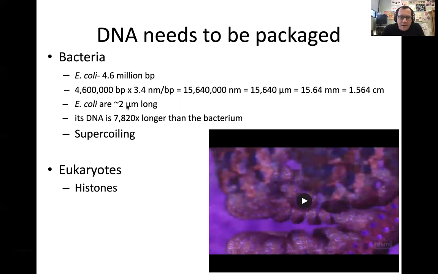E. coli are only 2 micrometers long. Essentially, the DNA that fits inside of an E. coli is 7,820 times longer than the bacterium into which it's crammed. And so bacteria use a technique called supercoiling to essentially twist the DNA up, and that allows it to get condensed down into these little knot structures. Eukaryotes use things called histones, which are shown here.